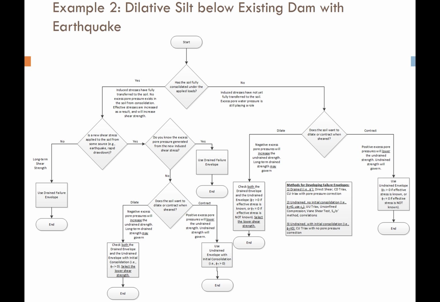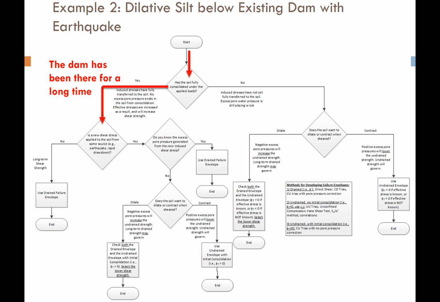Let's use our flowchart. So again, we start. Has the soil fully consolidated under the applied loads? Well, in this instance, what is the applied load on top of the silt? Well, it's the dam. Okay, well, if the dam is existing, it's been sitting there for a long time, which means the pore pressures have had chance to equilibrate, and any excess pore water pressures that may have been induced in the silt have long ago dissipated because the dam has been there for a long time. So yeah, the silt has consolidated under the presence of the dam.